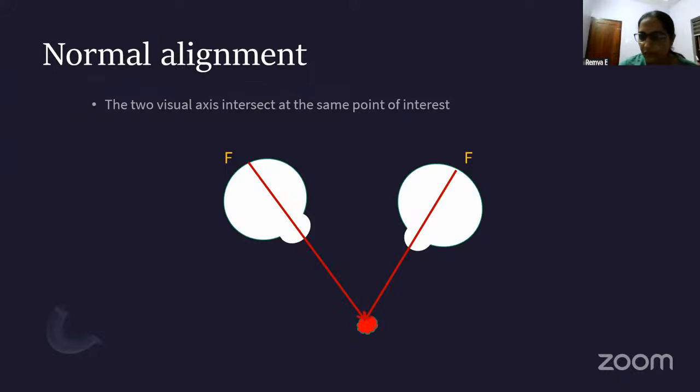Before going to the squint, we should know what is a normal alignment. Normally the two visual axes intersect at the point of interest. So what is the visual axis? The visual axis is the line from the fovea to the object of regard. Usually the two visual axes intersect at the point of interest.